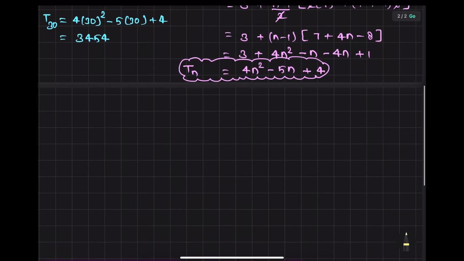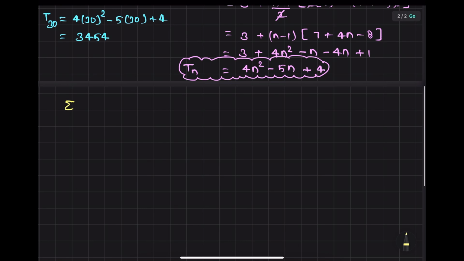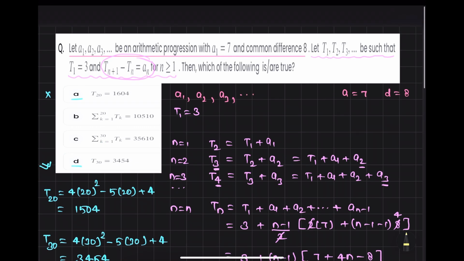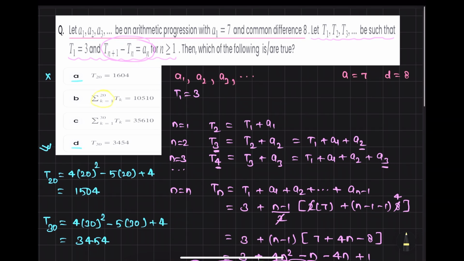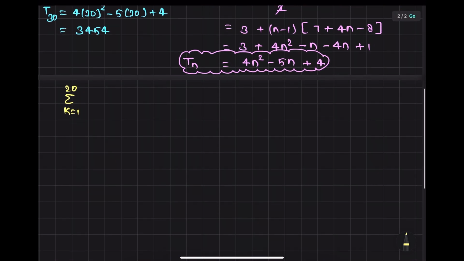So we will handle first thing first. So summation k starts from 1 to 20. In the first question, the limit is approaching from 1 to 20. Okay, so we will use that idea. In place of n, we will be using k. So 4k square minus 5k plus 4.